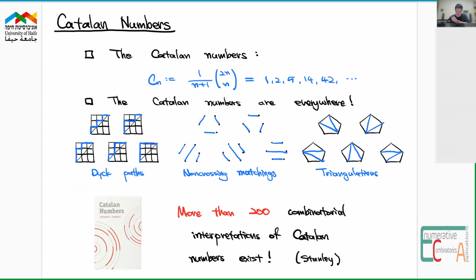In fact, Richard Stanley has cataloged more than 200 combinatorial interpretations of the Catalan number, and you can check it in his book named Catalan Numbers. One might be curious whether these appearances of Catalan numbers are within the realm of combinatorics, and it is not. It actually appears everywhere in every area of mathematics. Throughout this talk, I'm going to explain a few examples of Catalan numbers appearing in various fields of mathematics.